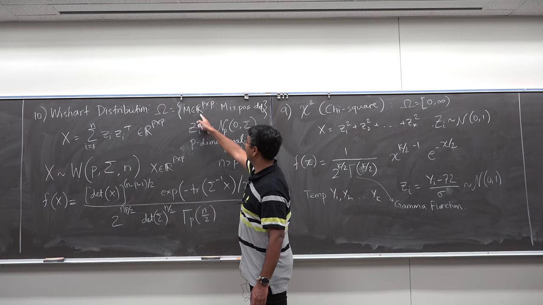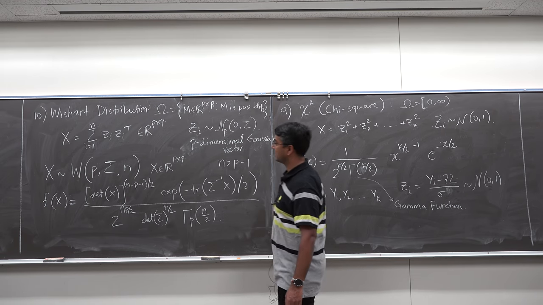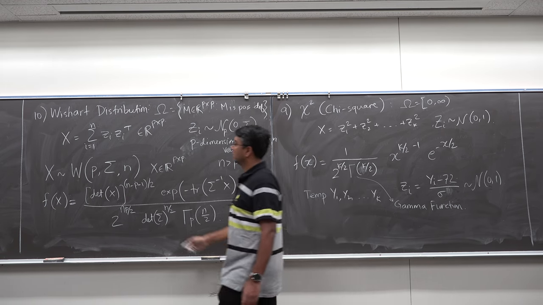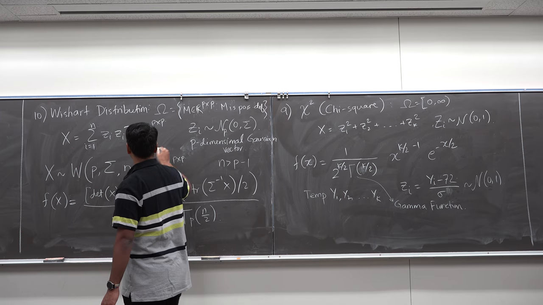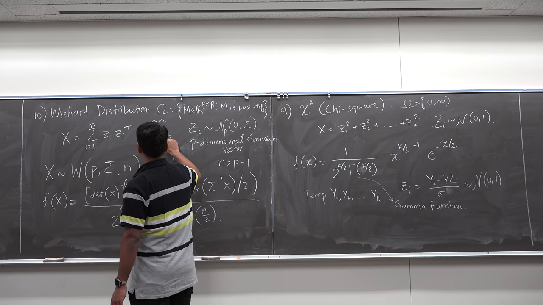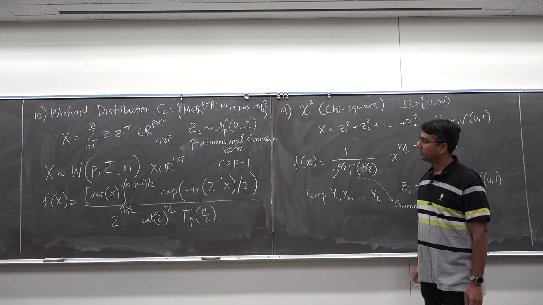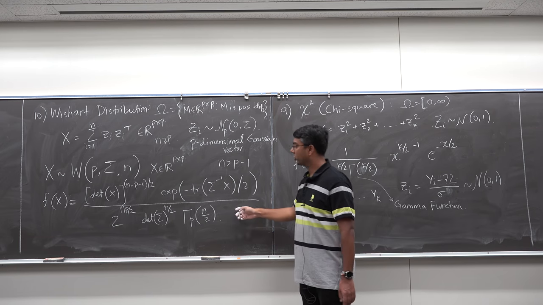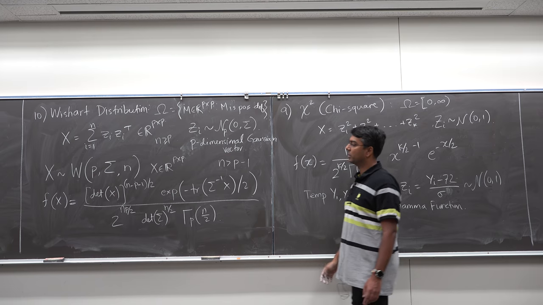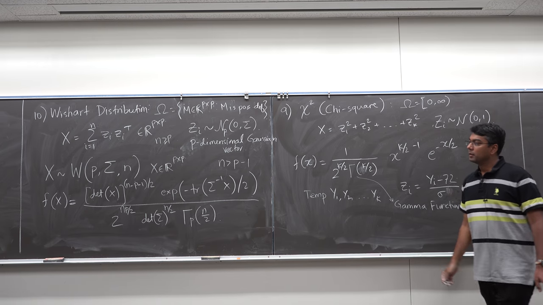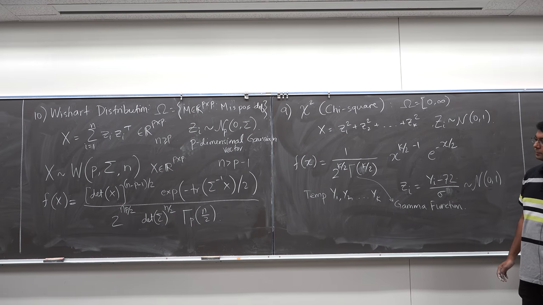So this omega is the set of all positive definite matrices, because this X is supposed to be a positive definite matrix. N must be greater than or equal to P. So then X becomes a positive definite matrix, and then it's distributed according to this particular distribution. Okay.